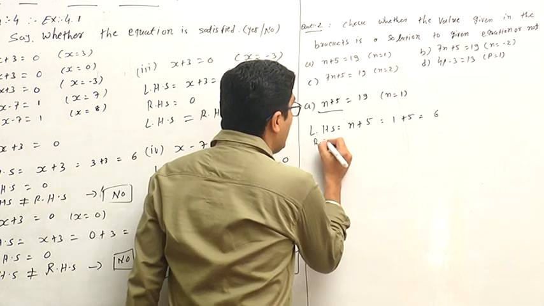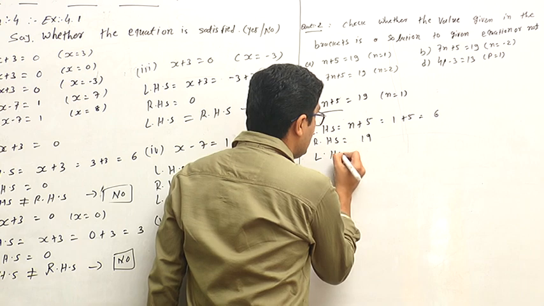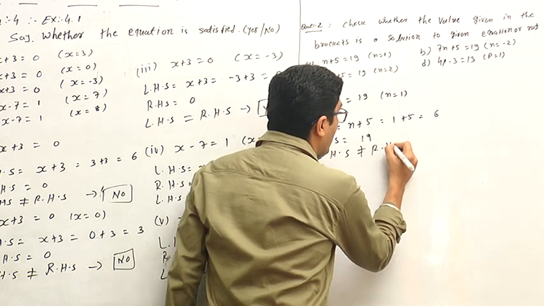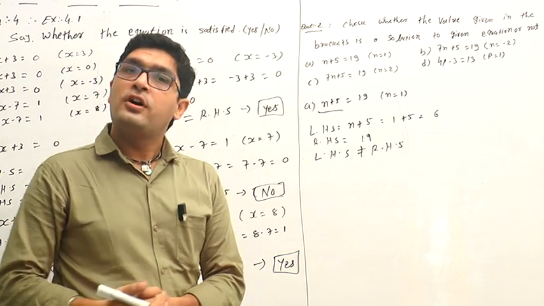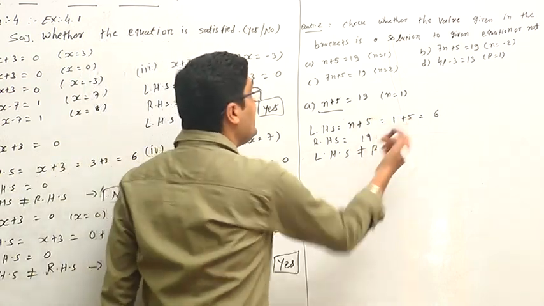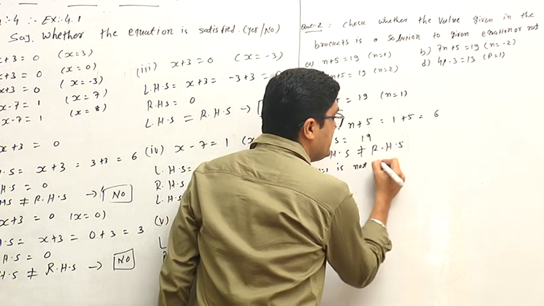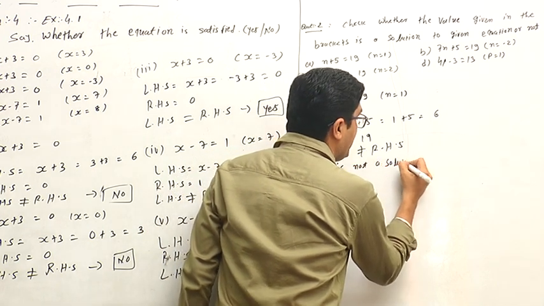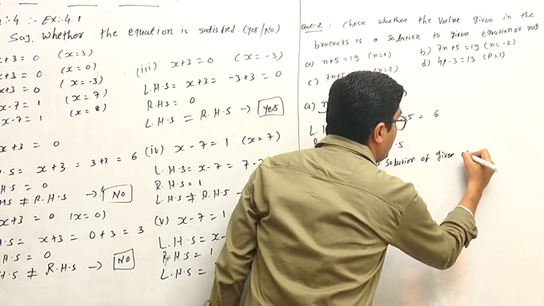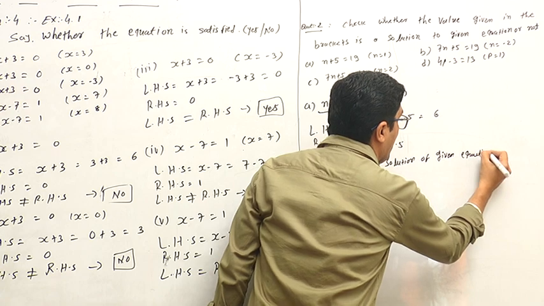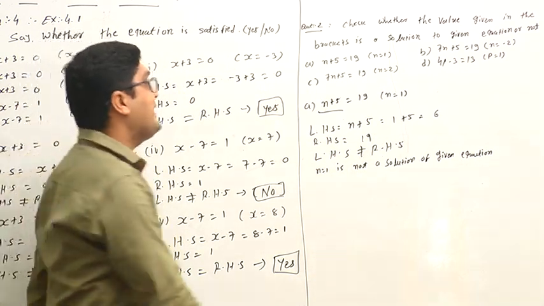So we write here RHS is equal to 19. So LHS is not equal to RHS. So is it a solution or not? No, it is not a solution. We will write the statement here. So n is equal to 1 is not a solution of the given equation. Got it? How to write the answer? Okay, now we go for the second one.